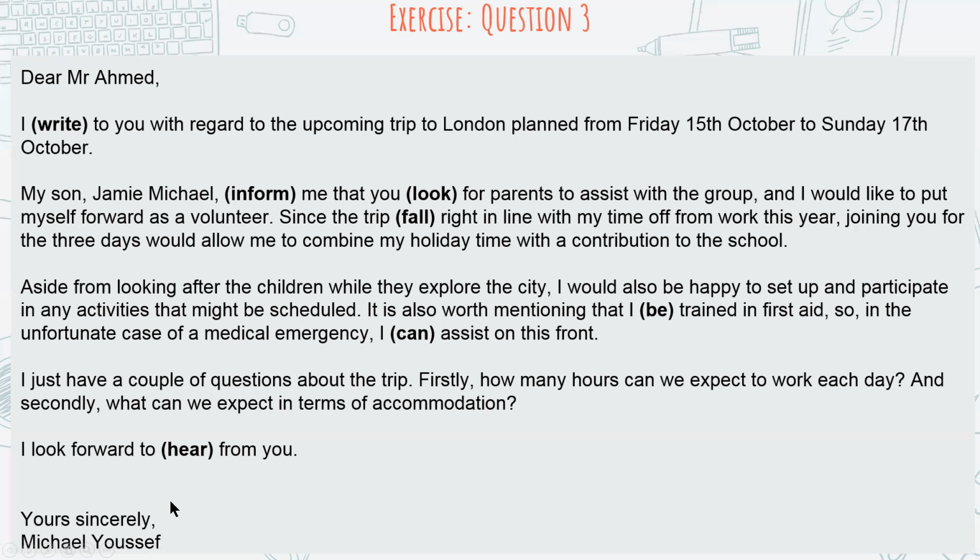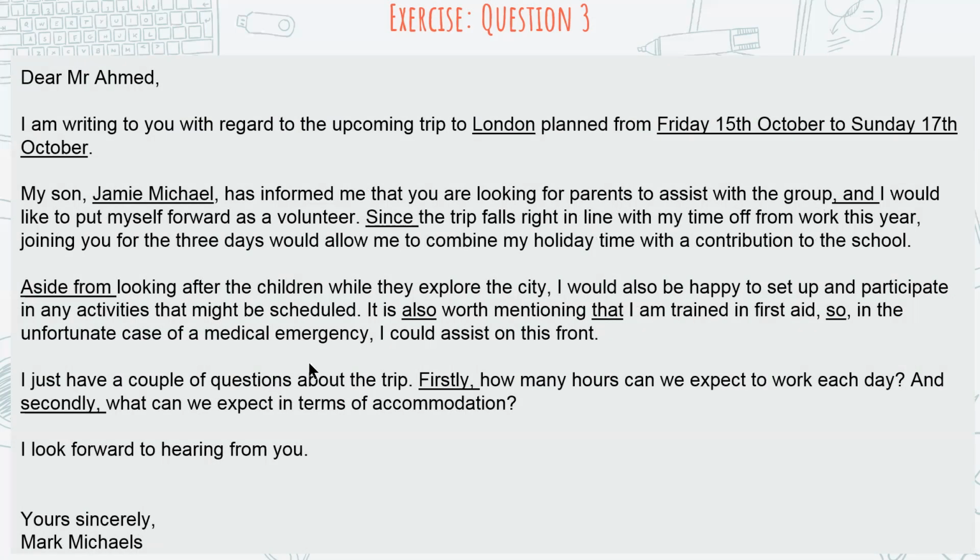I could say "best regards." It's fine. Okay, this is the letter. As you can see, we have talked about the 3 bullet point directives. We started with the introductory statement or sentence: I'm writing to you with regard to the upcoming trip to London. And of course, this is some descriptive language here. My son, Jimmy Michael, has informed me that you are looking for parents to assist.